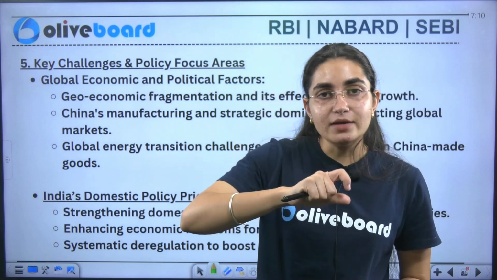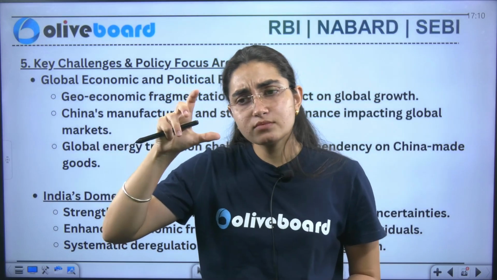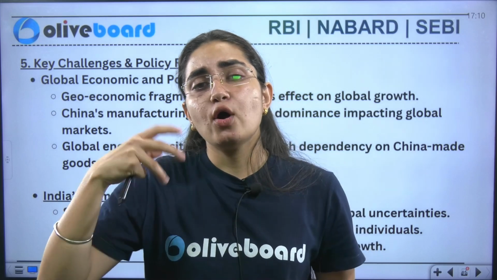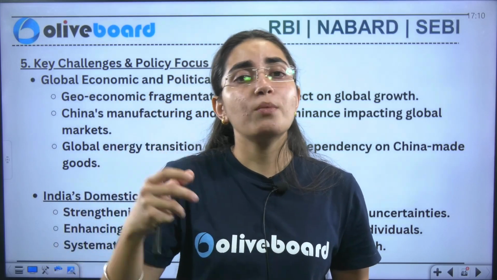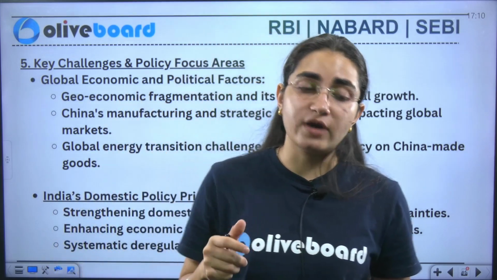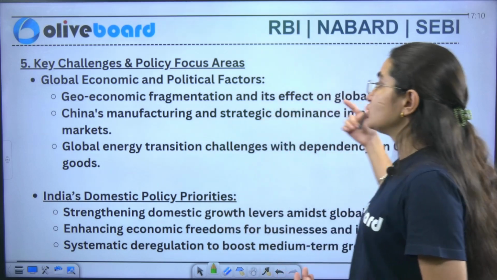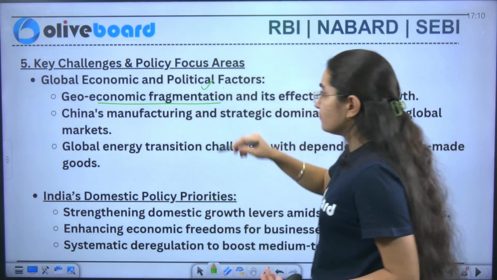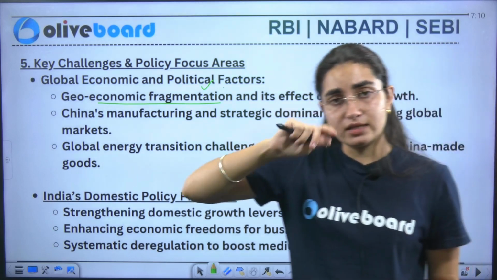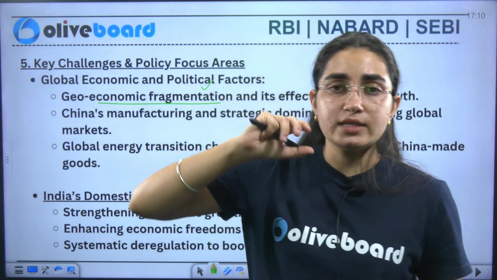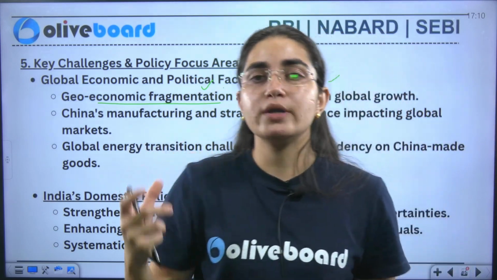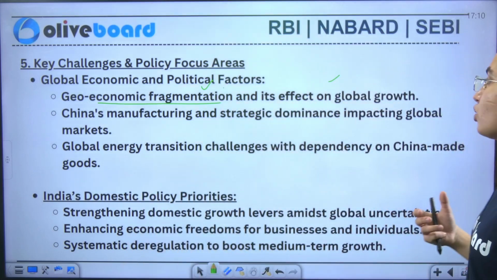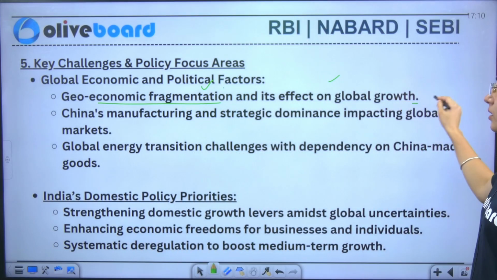That is directly, I would say, causing an effect on our global supply chain and global inflation as well. So this is one of the factors. Now we'll see the first one: geo-economic fragmentation. Geo-economic fragmentation, as in we are getting fragmented. There is an increase in the fragmentation just because of geopolitical tensions and the rest of the factors as well. So this is what is known as geo-economic fragmentation and its effect on global growth.